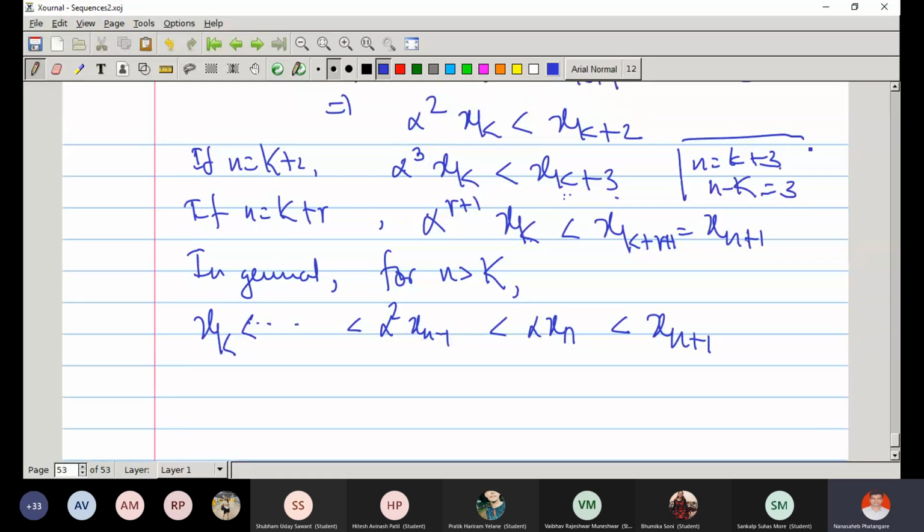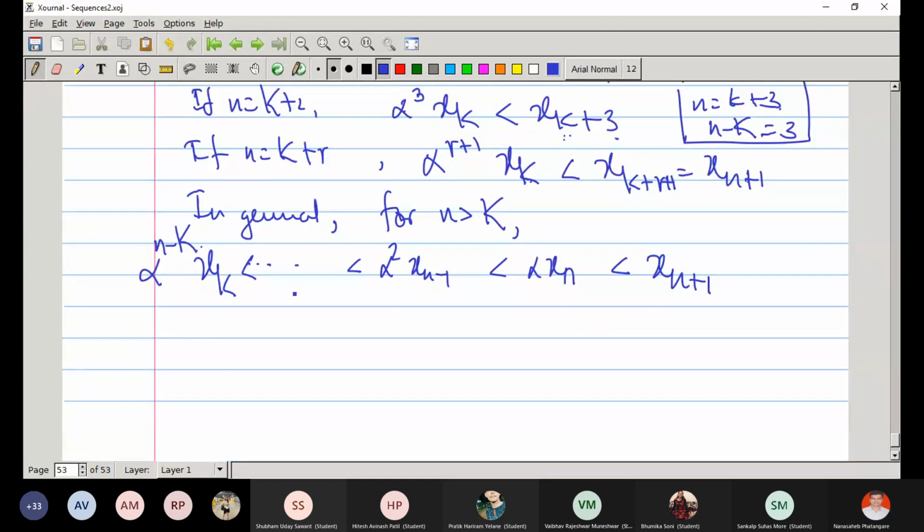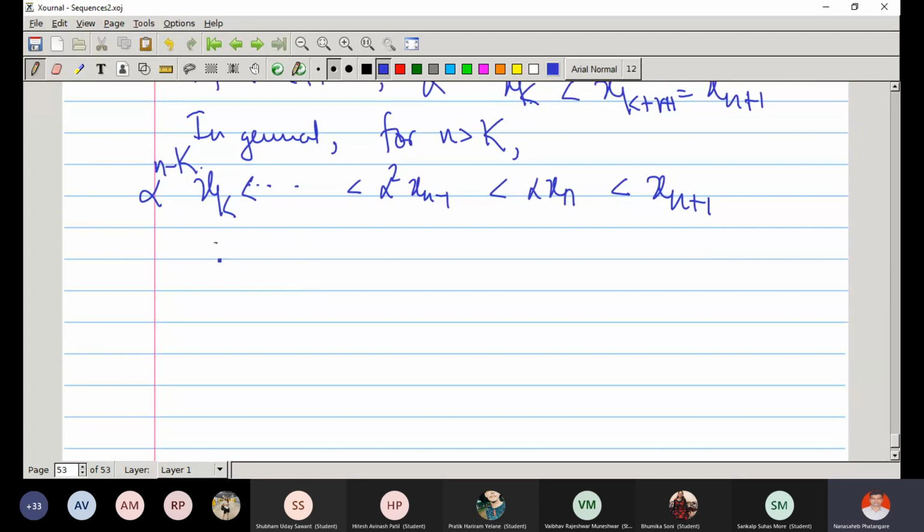Do you understand? So what is the power of alpha? Alpha raised to n minus k. k is a fixed number, which we found already. k may be 10, suppose, then for every n greater than or equal to 10, this is true. So therefore, for each n greater than or equal to k, alpha raised to n minus k into x_k is less than x_{n+1}.